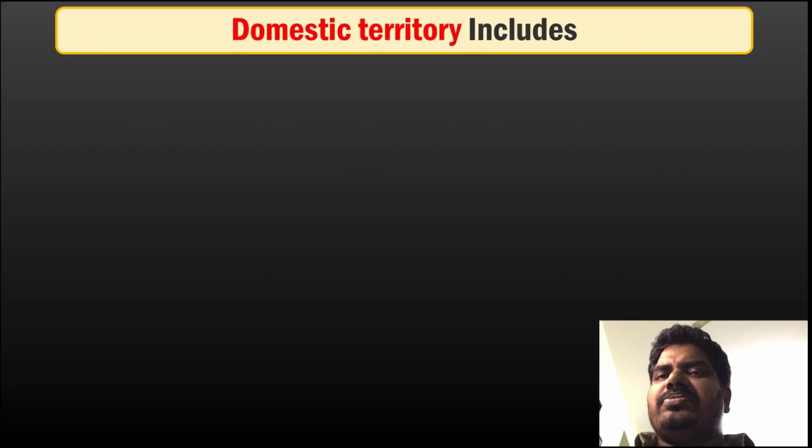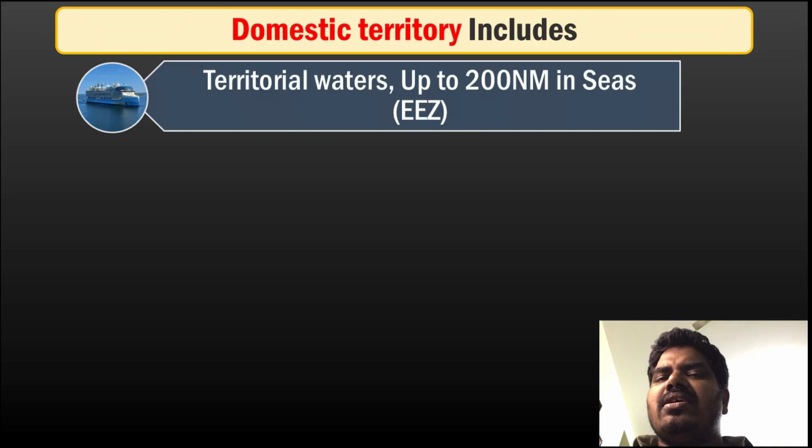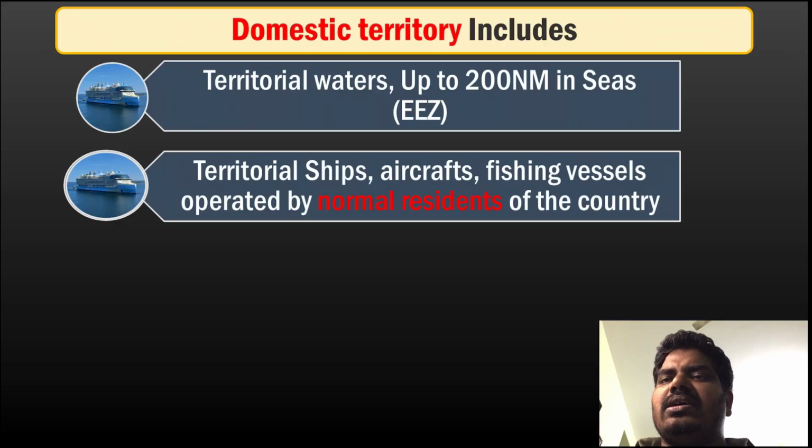So what is meant by domestic territory here? What are all the places that are included in a domestic territory? The first thing is that this includes all the territorial waters. This is up to 200 nautical miles in the seas, which we usually call the exclusive economic zone. So all the waters up to that come under domestic territory. And then we have all the territorial ships.